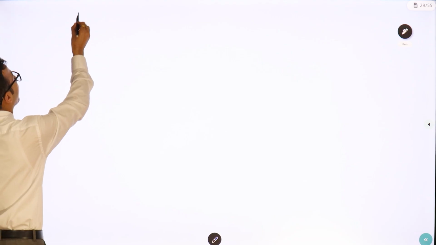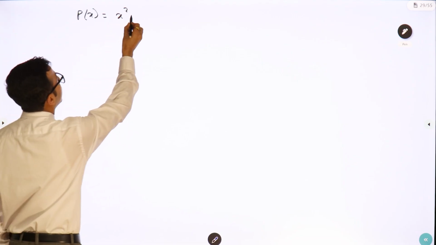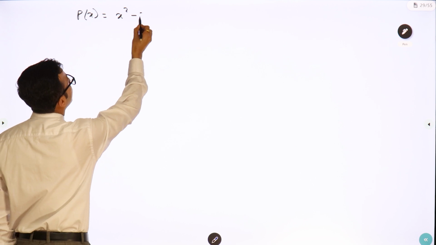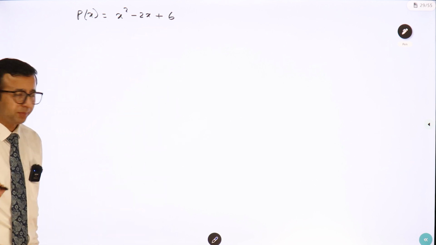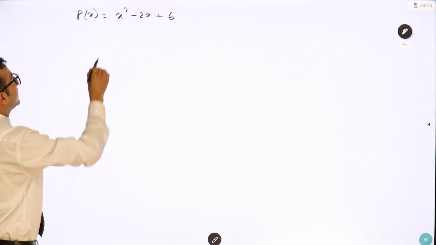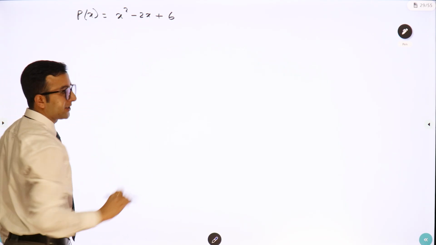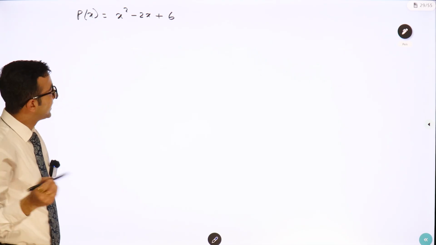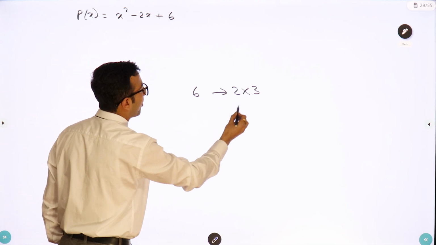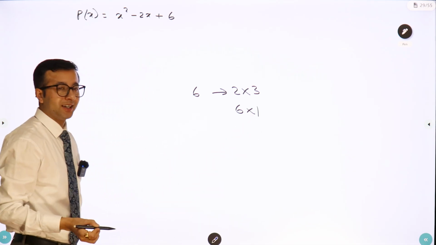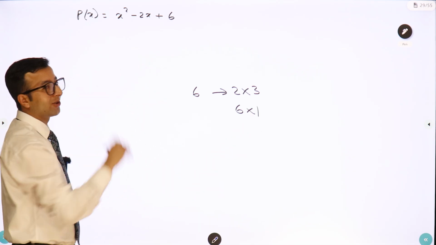We will see one problem: p(x) equals x square minus 2x plus, let it be, 6. The simple idea is that the product of the first and last is 6, and 6 has factors 2 multiplied by 3, or 6 ones are 6. In these two cases, adding any two of them, we are not going to get 2.